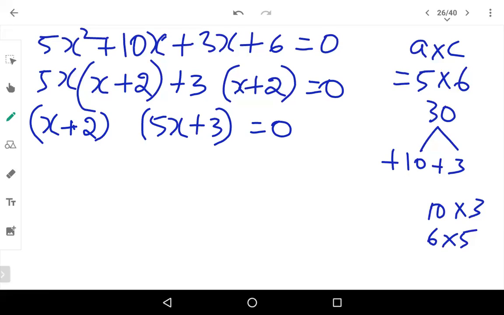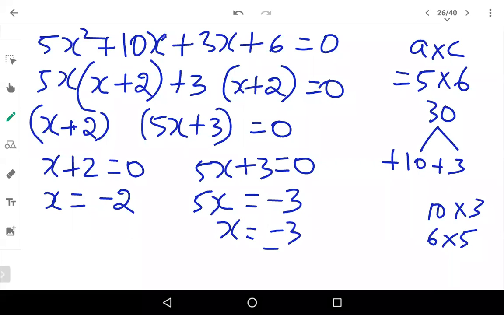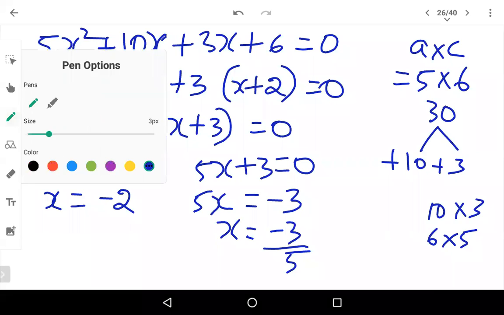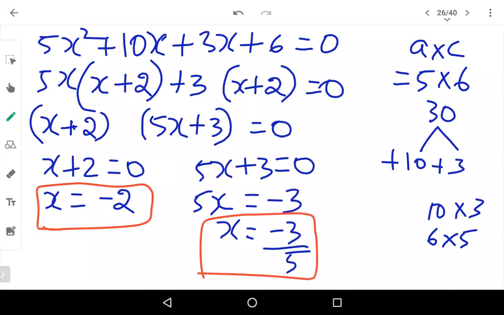Okay, then x plus 2 is equal to 0, 5x plus 3 is equal to 0. So x is equal to minus 2, 5x is equal to minus 3, x is equal to minus 3 by 5. So therefore, the value of x is minus 2 and minus 3 by 5.